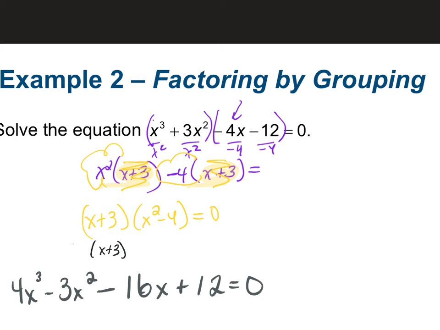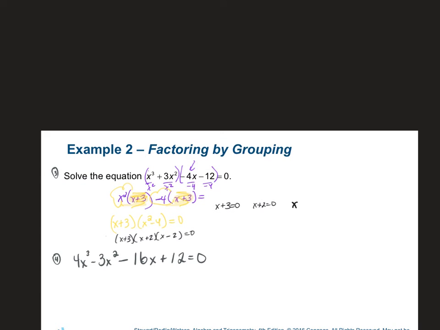Factor out the x squared minus 4. I can. That's the difference of perfect squares. If it's a perfect square on either end and it's a minus sign in the middle, it's x plus 2, x minus 2. Now I take these 3 parentheses, I set them equal to 0, and I find my x-intercepts. I find my roots. I find my solutions. However you want to say it, all those things mean the same thing.